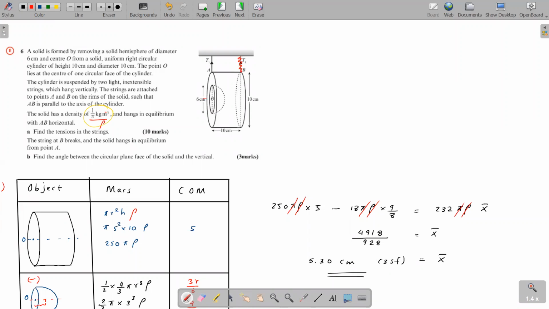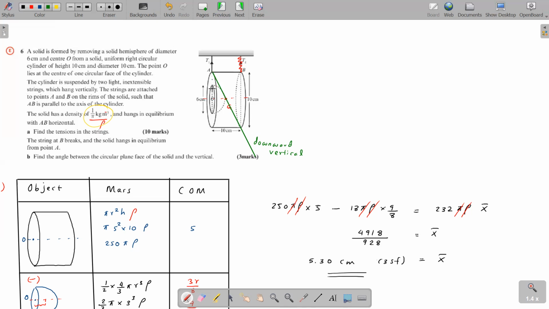You know the center of mass is over here. And if you're suspending from one string, you know the rule, right? The point that you're suspending and this G becomes the vertical. So this is the downward vertical. That's 3 marks, you can see it has relatively less work. The string at B breaks and the solid hangs in equilibrium from point A. Find the angle between the circular plane face of the solid and the vertical.